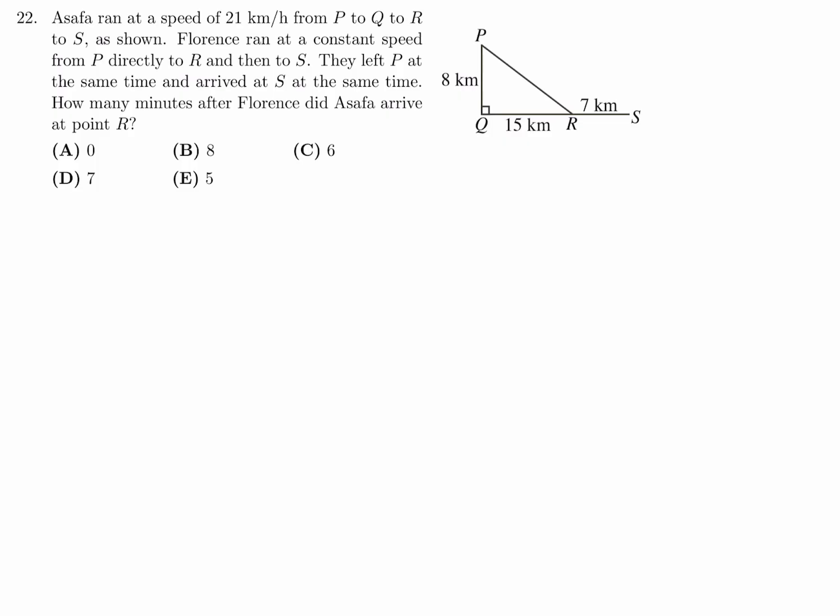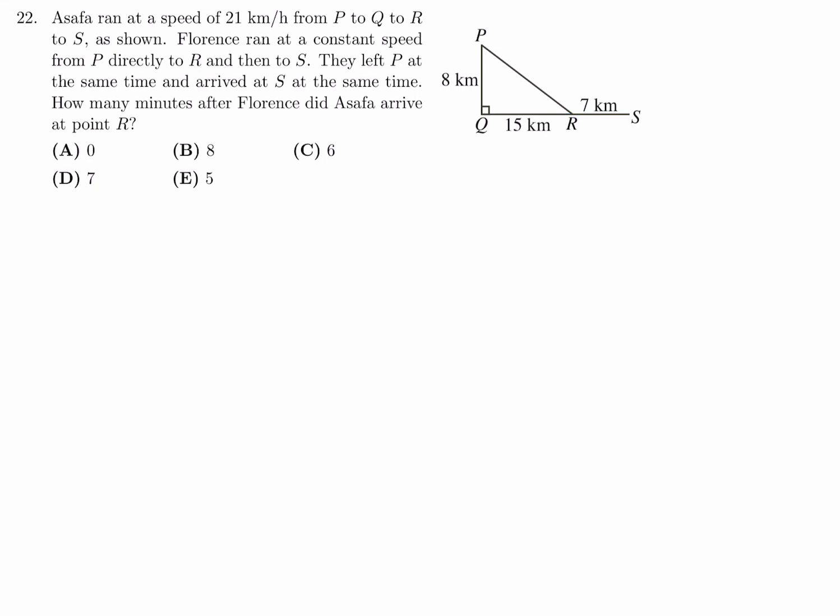Alpha ran at a speed of 21 kilometers per hour from P to Q to R to S, as shown. Florence ran at a constant speed from P directly to R and then to S. They left P at the same time and arrived at S at the same time. How many minutes after Florence did Asafa arrive at point R?